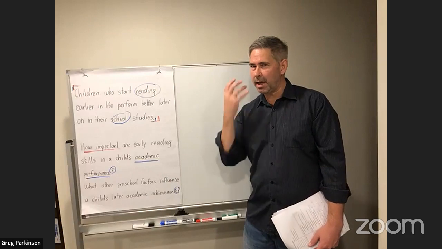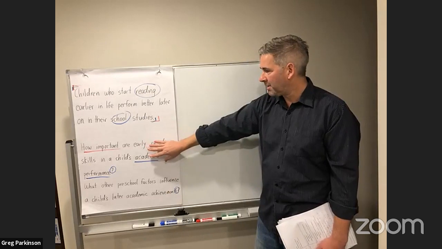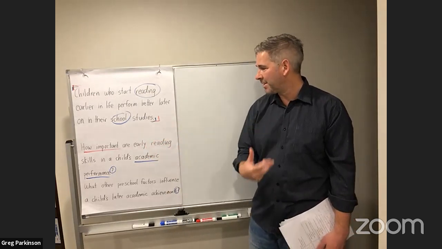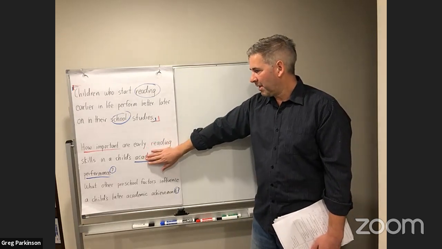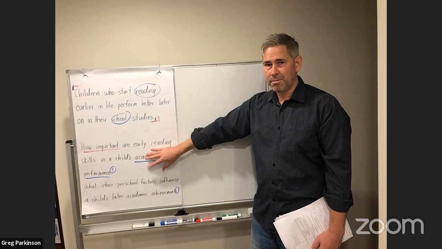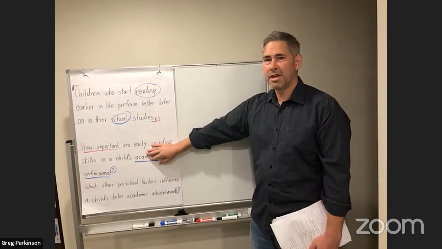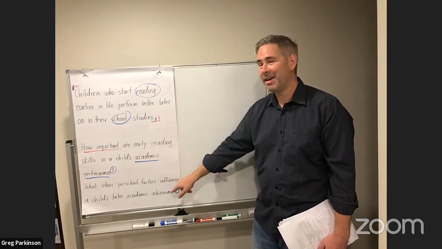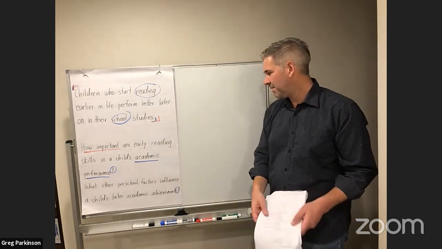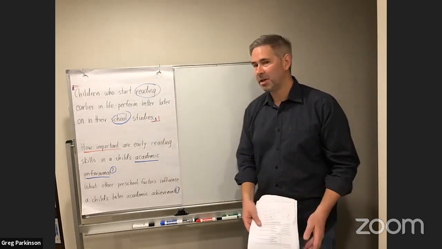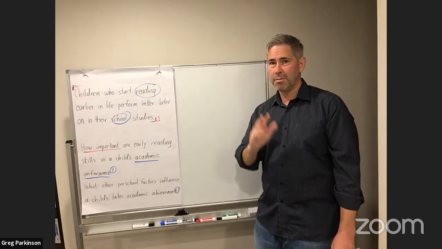The examiner's telling you exactly what you have to write about, right? So first part of your essay is going to be how important are early reading skills in a child's academic performance. So you need to think what's the easiest way to answer that question. If I were you, I would just say they're very important, because then that's going to tie in well with the next question, which is, what other preschool factors influence a child's later academic achievements? So I want to show you the template and how this fits in with the template for two questions.